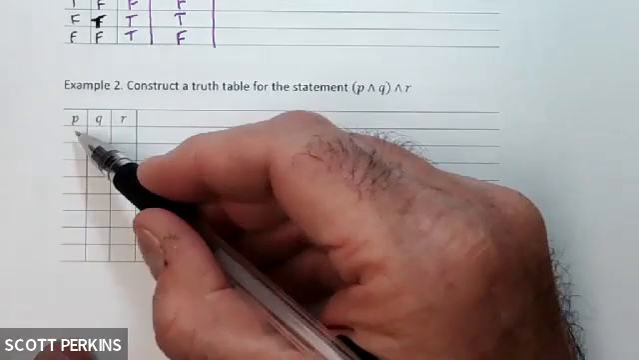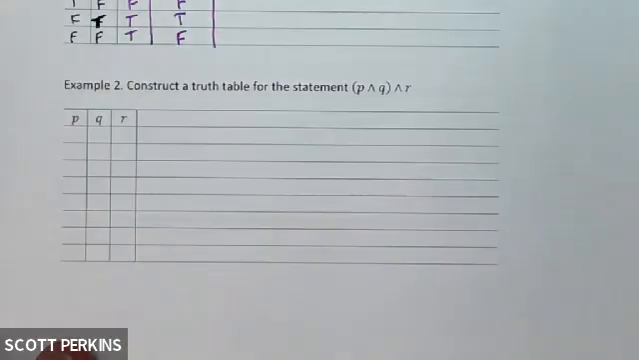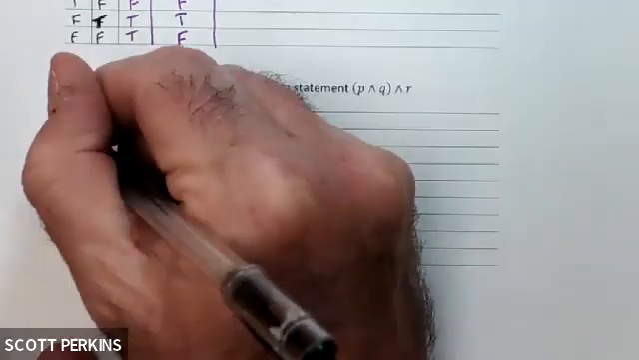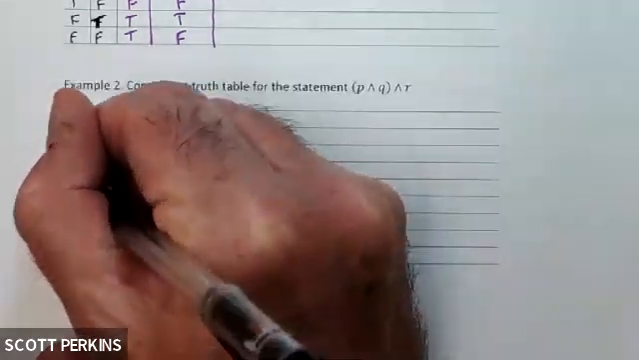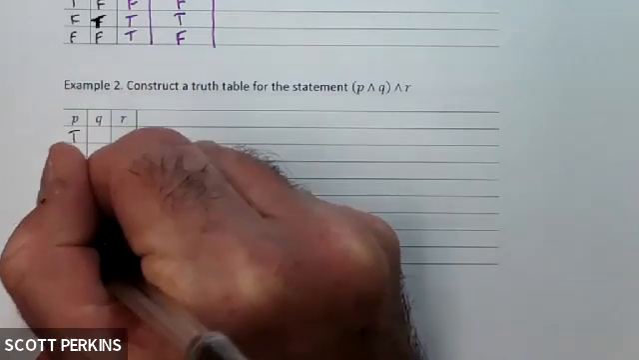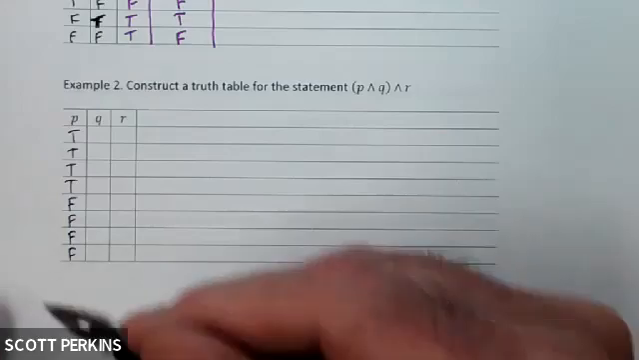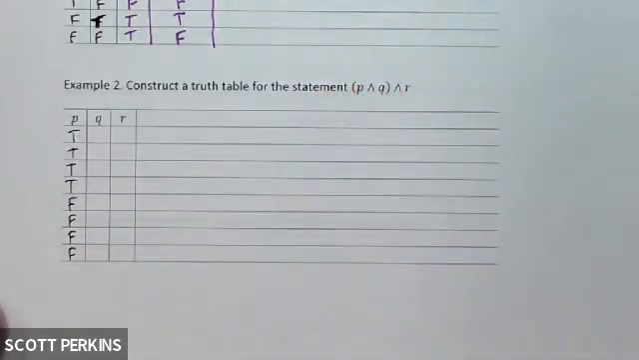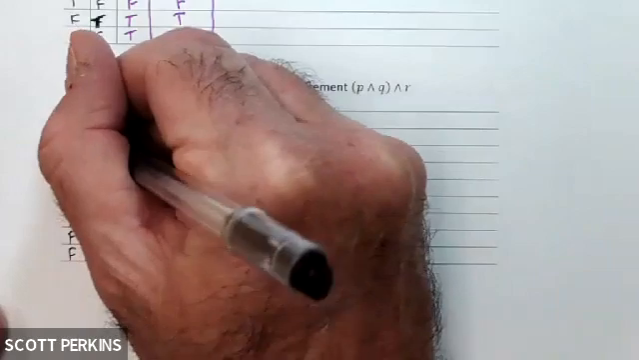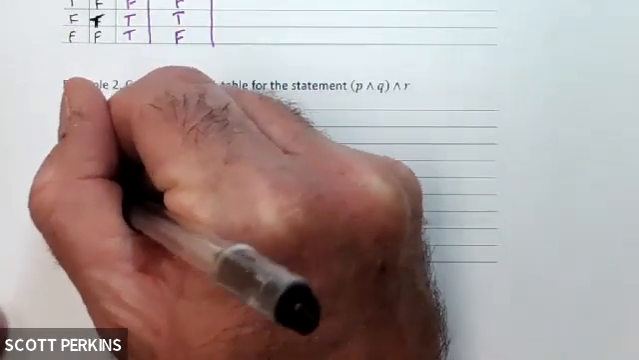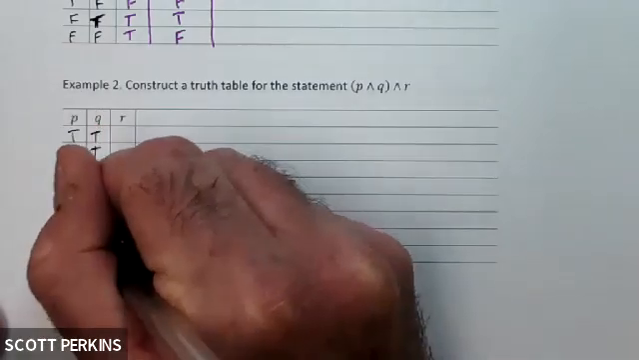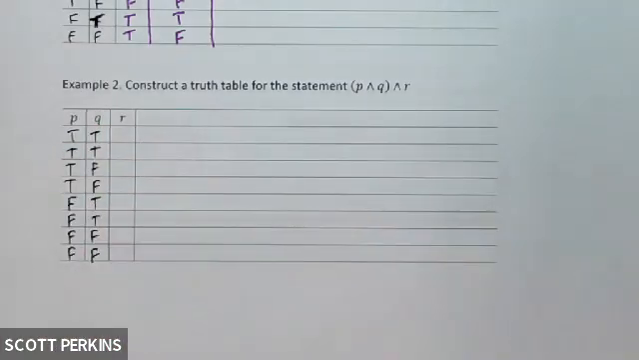What I'm going to do with column P, I'm going to fill in as 4 trues, then 4 falses. So I'm going to do true, true, true, true, and then false, false, false, false. 4 and 4. So far, so good? Now, statement Q. Instead of going 4 and 4, what I'm going to do is go 2 and 2. So what I mean is I'm going to do 2 trues, then 2 falses, and then 2 trues, and then 2 falses.